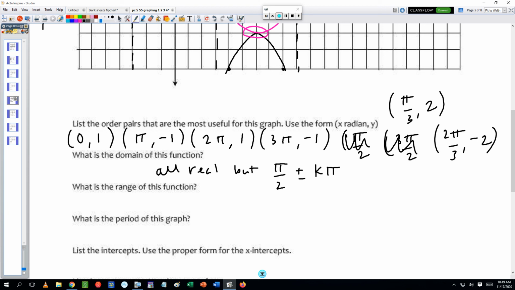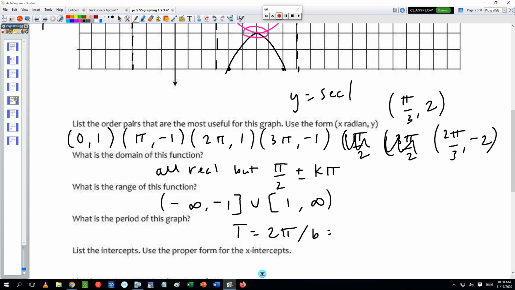The range, a little weird. You start low and then you go to negative 1 and then you get there. But then there's a gap and it picks up on 1 and then goes to infinity. The period of this graph, just like cosine, the period will be 2 pi divided by any b value. And since it was y is equal to secant 1x, your b value is a 1, so the period is 2 pi. The intercepts, we didn't have any x-intercepts. And we did have a very nice y-intercept at 0, 1.